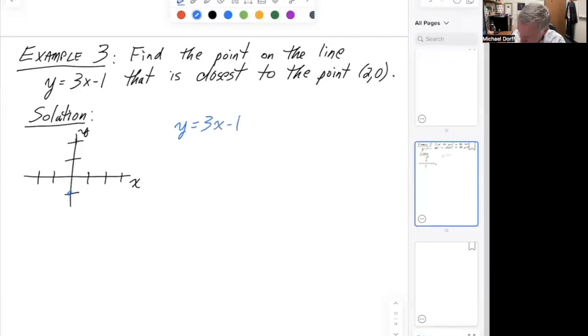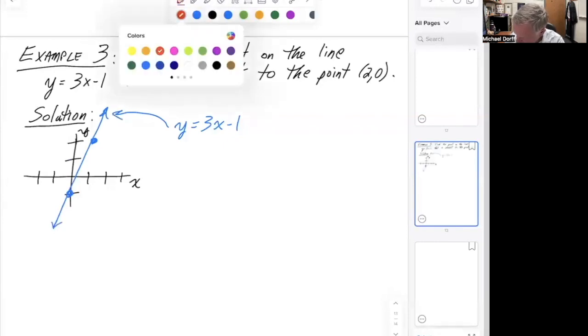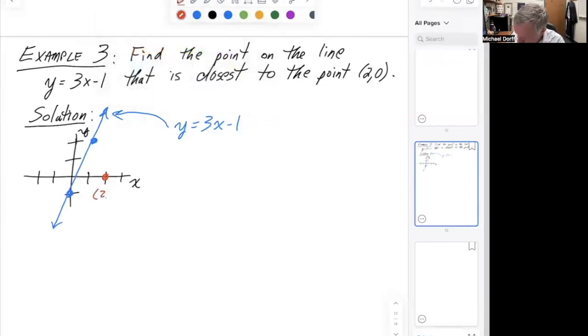So that means I have the y-intercept at -1. It goes up 3. Rise over run is 3. So 1, 2, 3 over 1. So the graph of that line looks something like this. Okay. And I have the point 2, 0. That's this point right here, 2, 0.